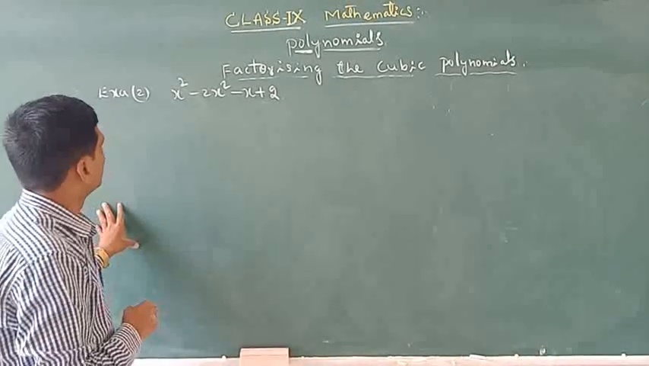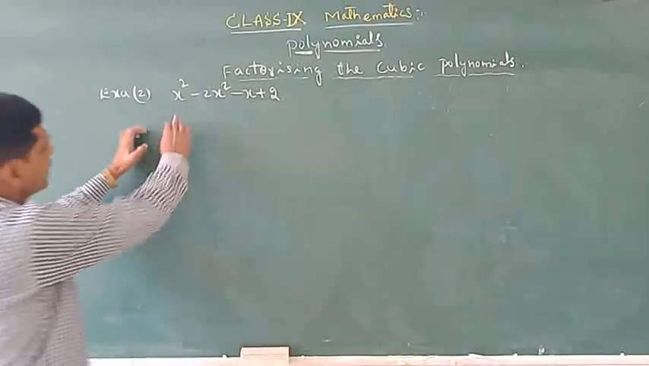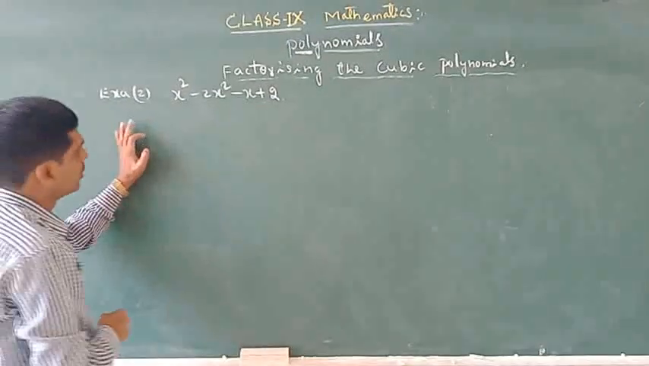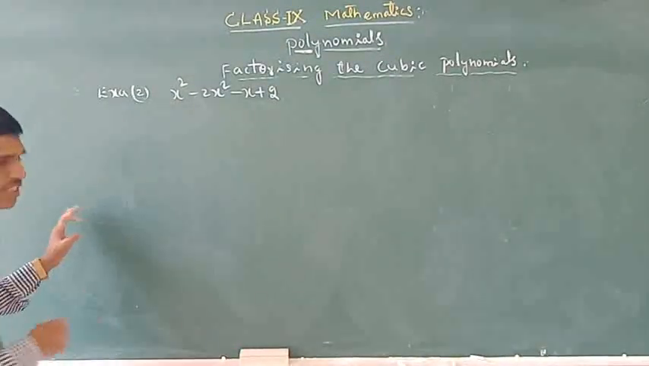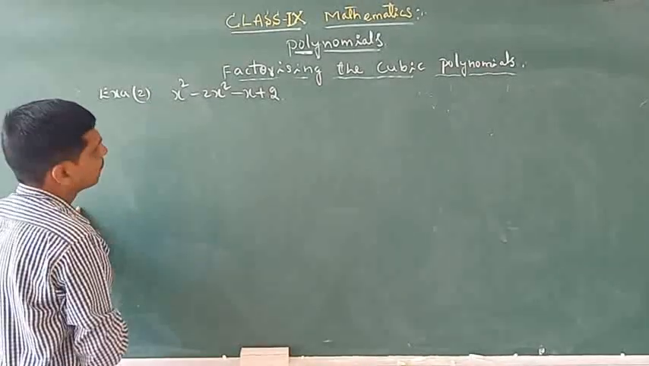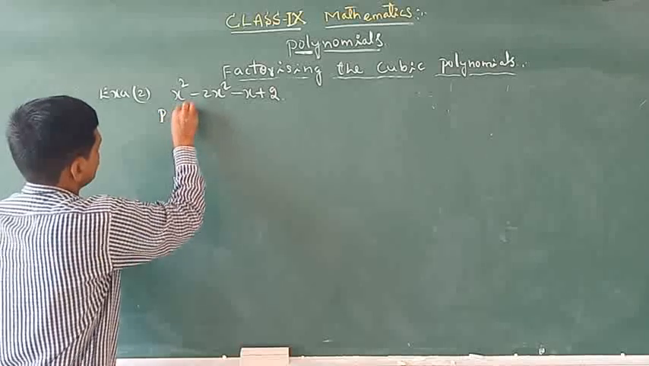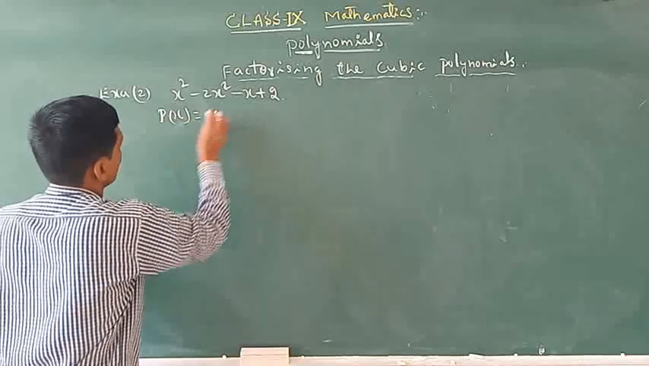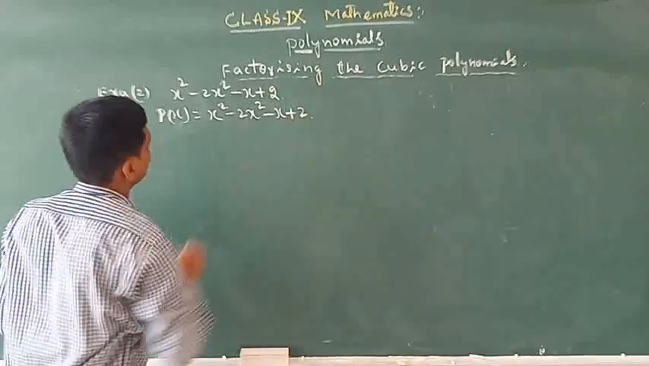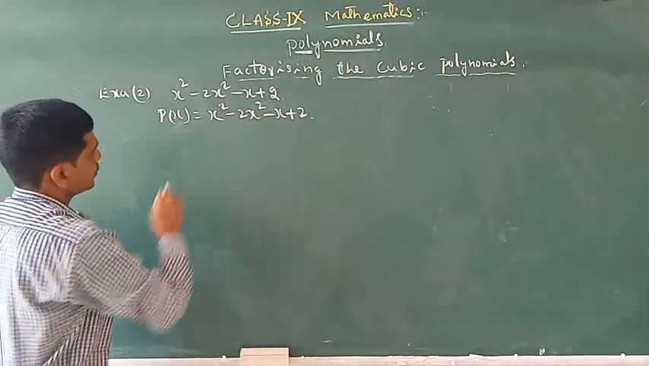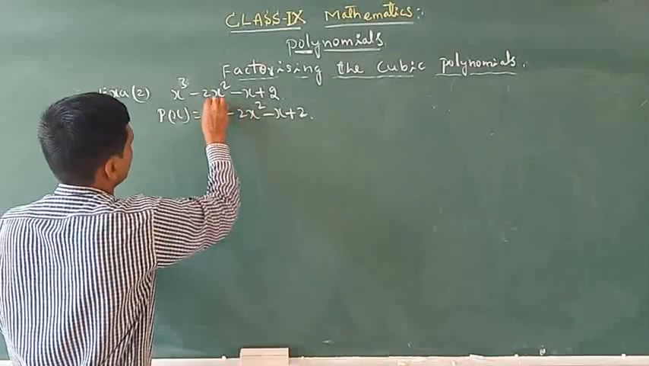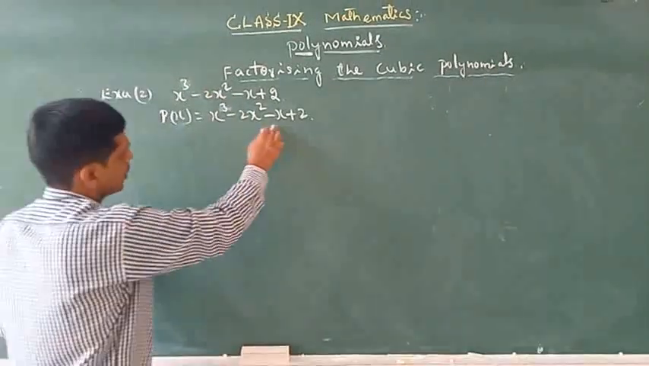Consider the second example: x cube minus 2x square minus x plus 2. Various examples are there, which I took from the textbook also. So here p of x is x cube minus 2x square minus x plus 2. Through this, first we can find the factors.